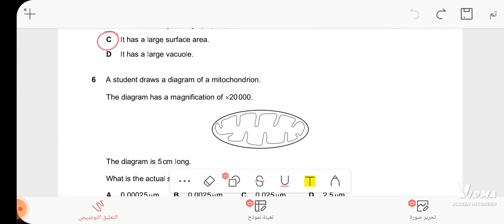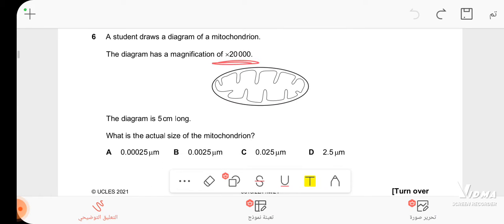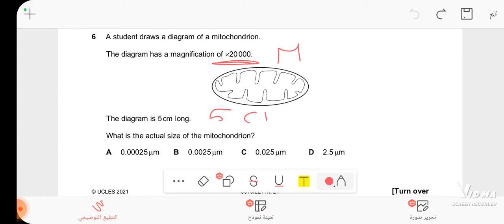Next, a student drew a diagram of mitochondria. The diagram has a magnification of 20,000. So this is called magnification M. The diagram is 5 centimeter long. What is the actual size of the mitochondria?